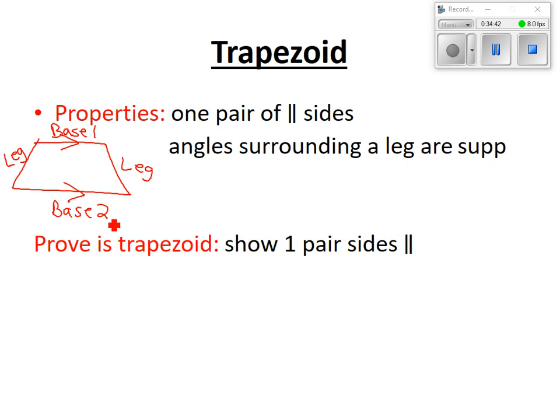This says the angles surrounding a leg are supplementary. So that means this angle and this angle have to add up to 180. This angle and this angle have to add up to 180. Does that mean that this one and this one have to add up to 180? No. These two and those two. What do we know about all four angles again? They're all going to add up to 360. All these four-sided shapes, the angles always add up to 360 degrees.